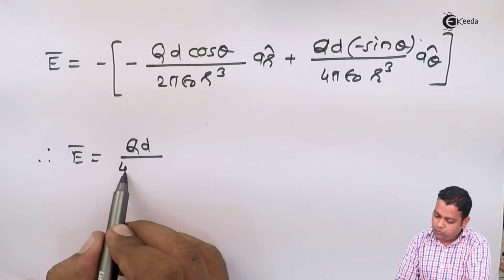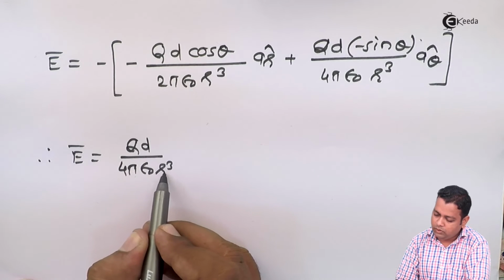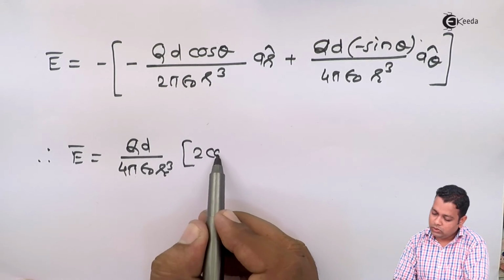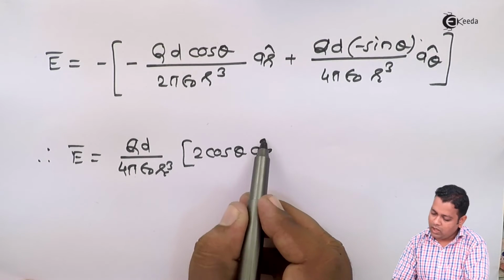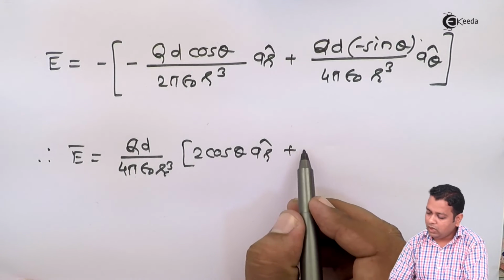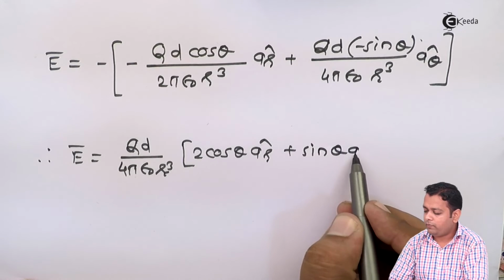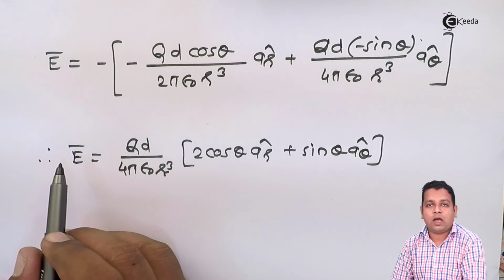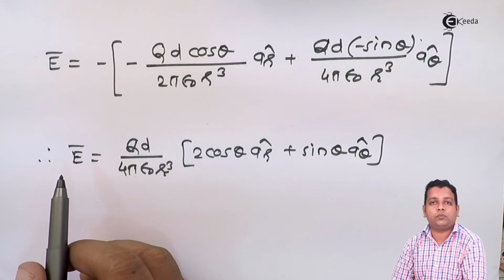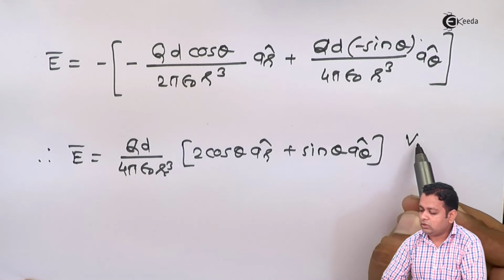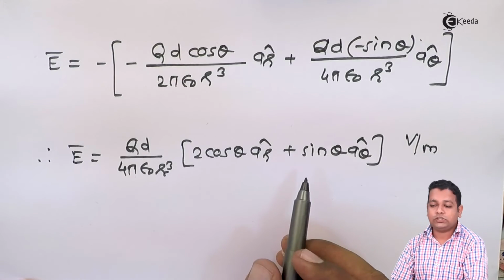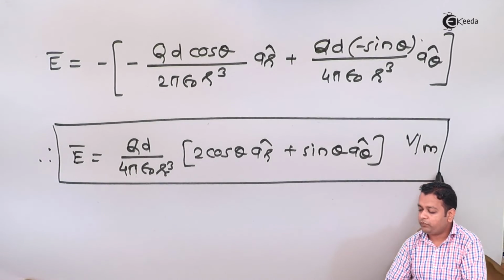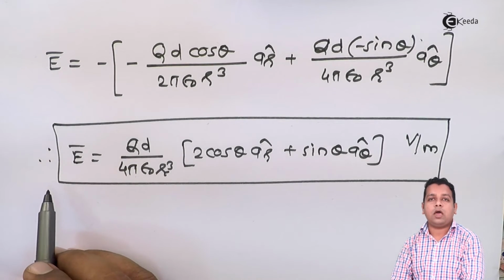Hence we write electric field intensity E bar is equal to QD upon 4 pi epsilon 0 R cube to be the constant outside the bracket. In the bracket we have twice cos theta AR cap plus sin theta A theta cap, bracket complete. As electric field intensity we measure either in newtons per coulomb, which is force upon charge, or we give the generalized unit in SI system, volts per meter. So this is the expression for electric field intensity due to the electric dipole.